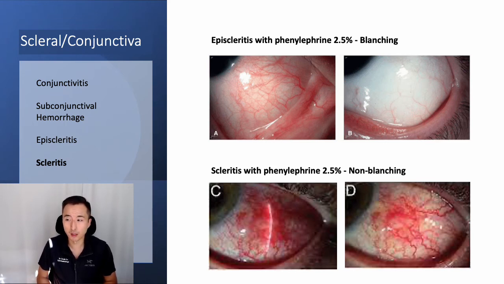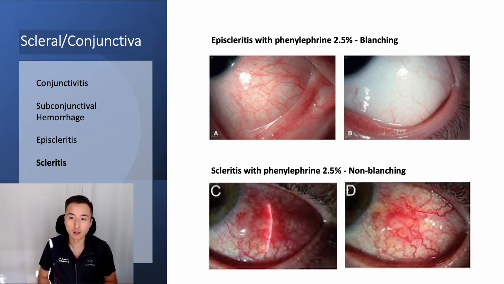Formally, the actual test for this is using 10% phenylephrine, which is a higher concentration, and not all clinics have this, but that's sort of the official test. If you have it, it's good to use. 2.5% is the most common drop you'll see, often used for dilating patients. So if you only have 2.5%, you can use it, but the formal test is 10%.